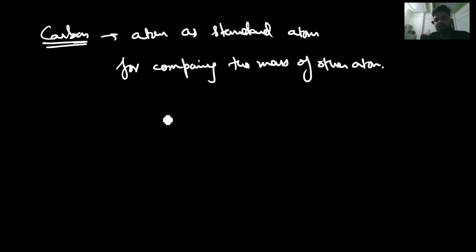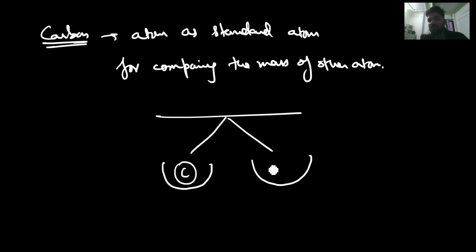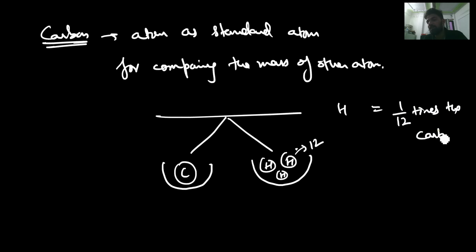Now there is a problem: you know that the carbon atom is not the lightest element. When we put this one carbon atom here, we are going to have 12 hydrogen atoms here, 12 in number. So if I ask you what is the mass of one hydrogen atom, it will come in decimals. The mass of one hydrogen atom will be 1/12 times the mass of the carbon atom.